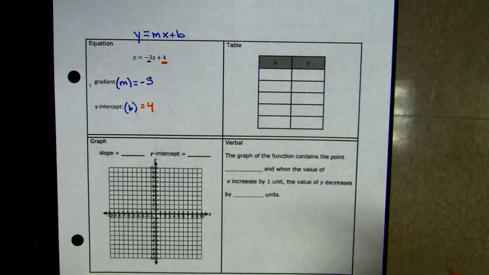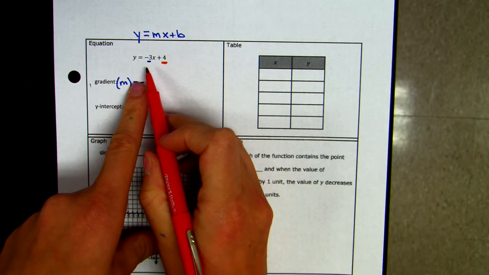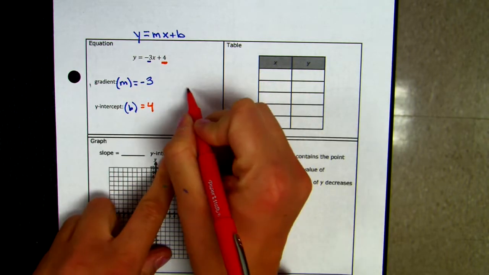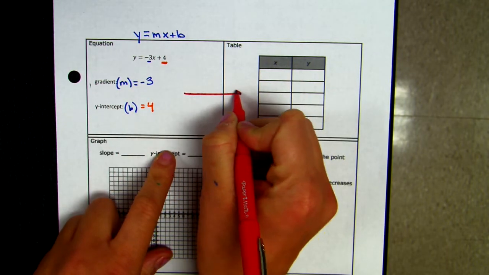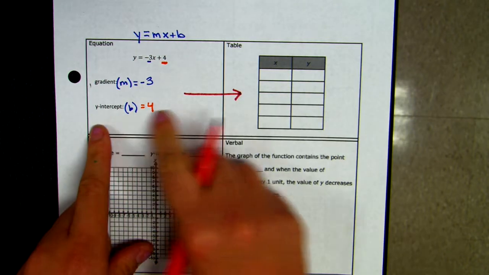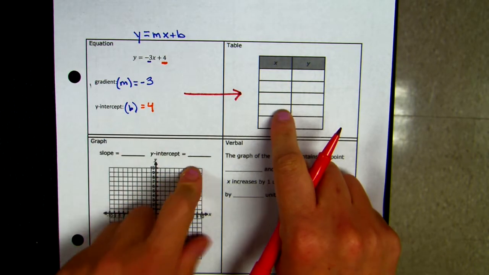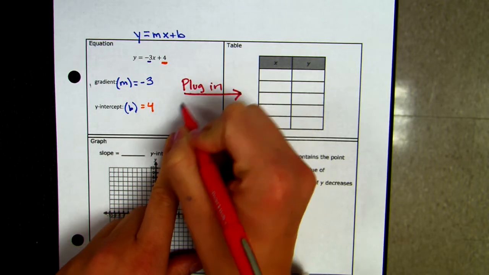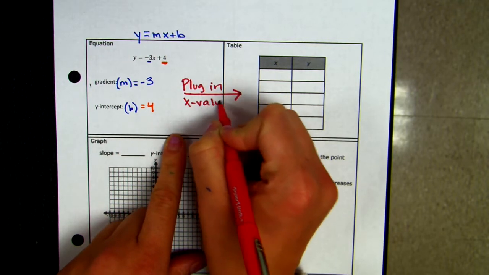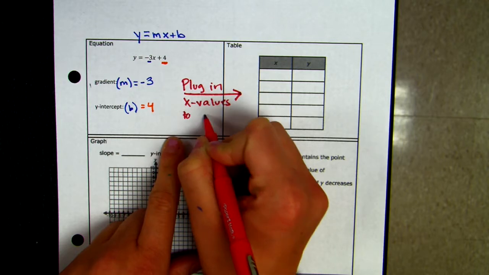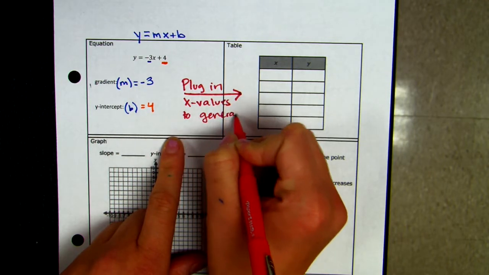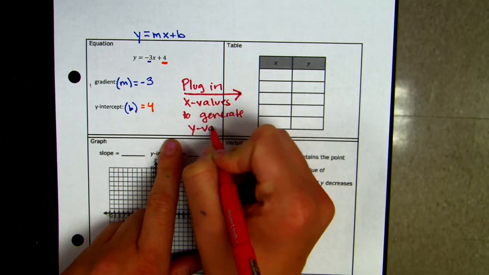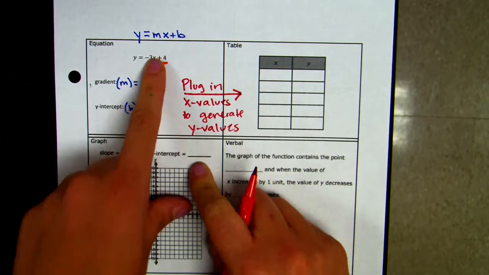Okay, what we are going to move to next is see how we move from one representation to the other. So if I start in an equation, this is how I move into table form. To go from an equation to the table, I'm going to plug in x values to generate y values. Okay, now what does that mean?